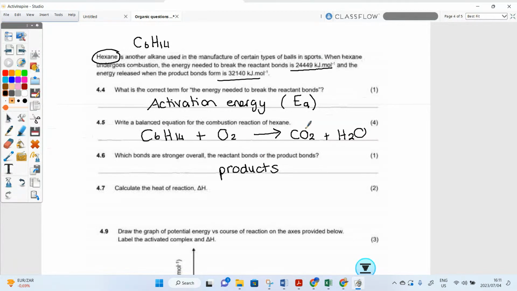There are 6 carbons there. There is only 1. What are we going to do? Put a 6 in front. Then there are 14 hydrogens. Remember, leave the oxygens for last. There are 14 hydrogens, and there's 2. So what must I put here? 7. Now, 6 times 2 is 12 oxygens, plus 7 gives me 19. So now here I need O2. What's 19 divided by 2?